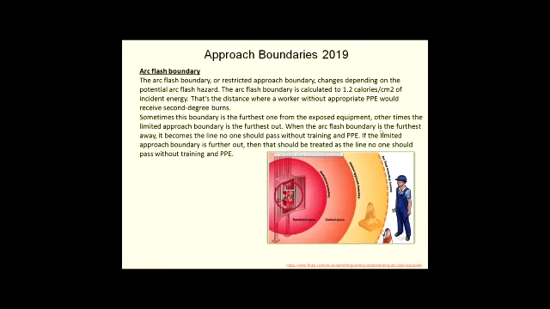When the arc flash boundary is the furthest away, it becomes the line that no one shall pass without training or PPE. If the limited approach boundary is the furthest out, then that should be treated as the line that no one should pass without training or PPE. Okay, so the restrictions are a little bit more rigorous, and rightfully so.